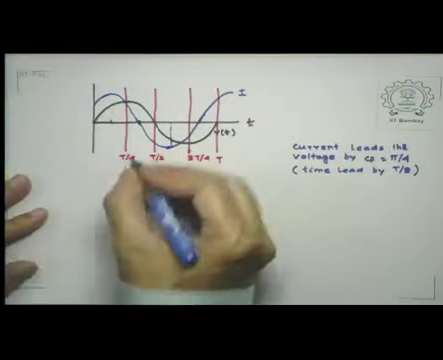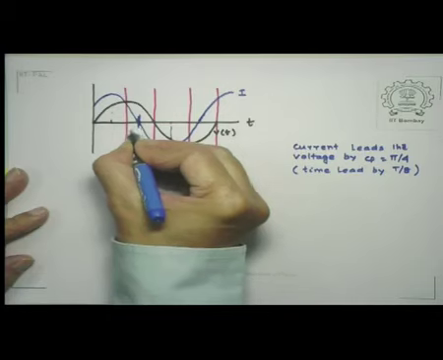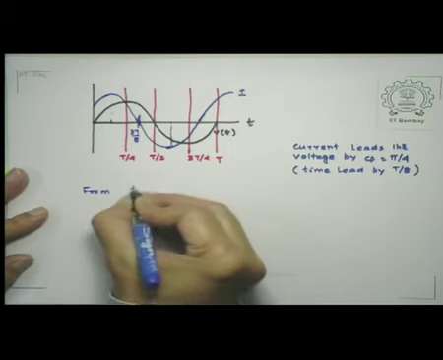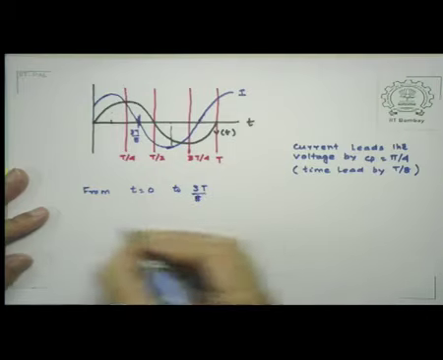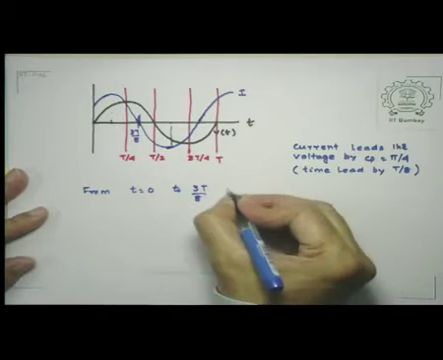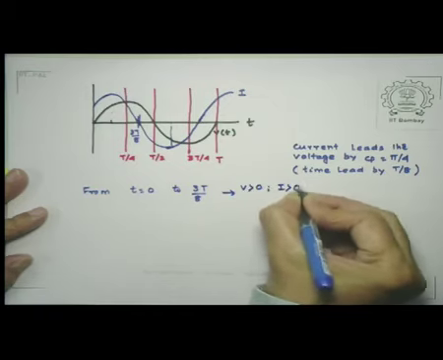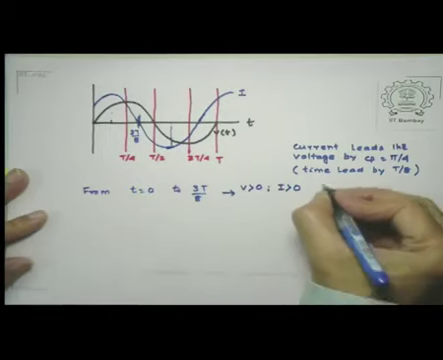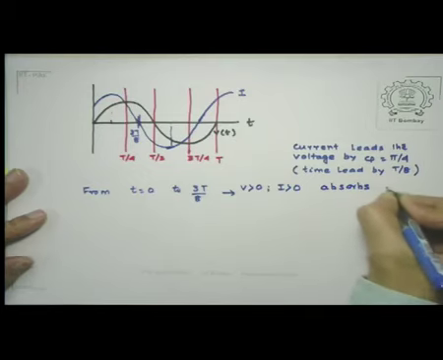So if you look at this picture, something like this happens from 0 to 3T/8. And where is 3T/8? This is the point which is 3T by 8. From t equal to 0 to 3T by 8, my voltage and the current both are positive. V greater than 0, I greater than 0. So therefore, for a time duration of 3T by 8, it absorbs power from the supply.